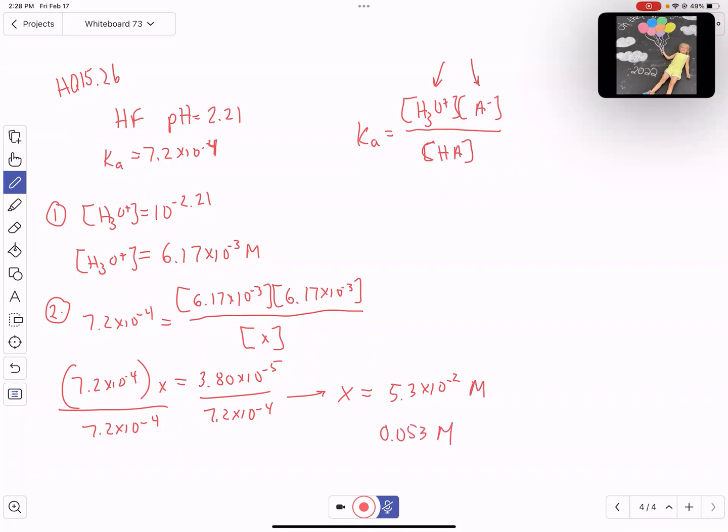Again, your concentration might be slightly different if your pH was a little bit different. So again, that's a variable here. The steps would be the same though. You're going to plug your pH in, find the hydronium concentration. You're going to square that because it's the same as your conjugate base concentration. Multiply the X across, and then divide both sides by the 7.2 times 10 to the minus 4 to get X by itself. X was our initial concentration of that HF. So just a slight variation on some of the problems we did in class.